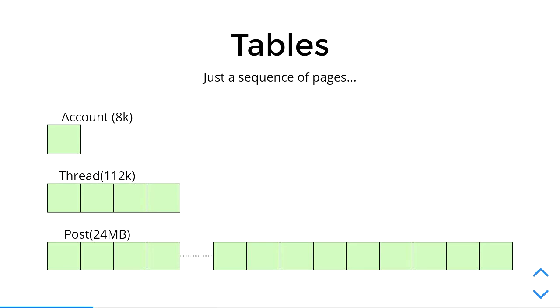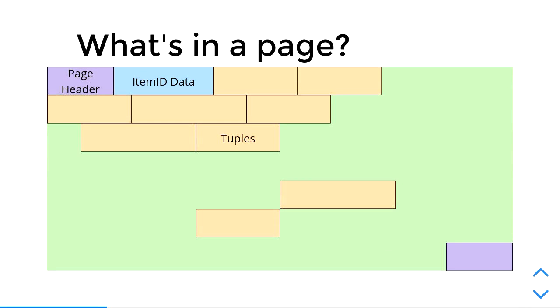Tables are really just stored as a file and a sequence of pages. So our accounts table is tiny, our thread table is a little bit bigger, and our post table is just huge. It's an enormous 24 meg long stream of pages. Each individual page has a small header at the front to let us know, is it live, how old is it, what transactions it's involved in, and so on. Then there's another section, which is the item ID data. And this is a list of pointers into the page of where every tuple actually starts.